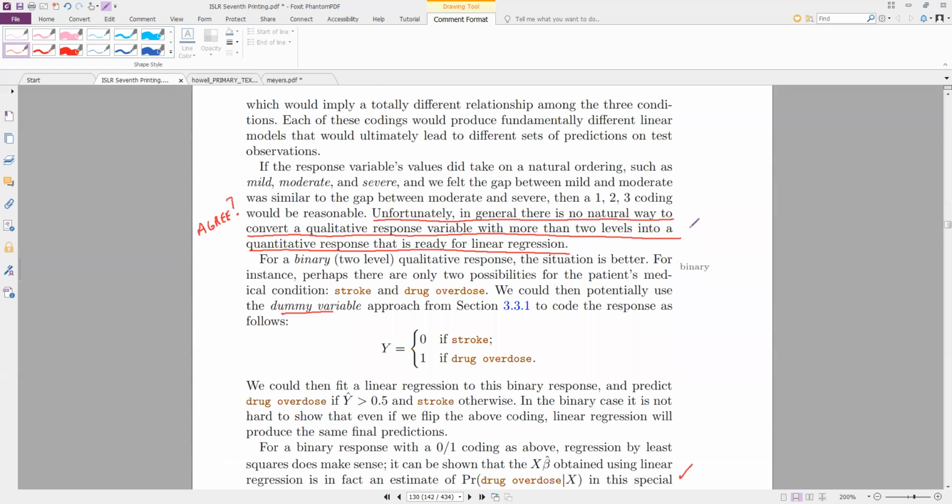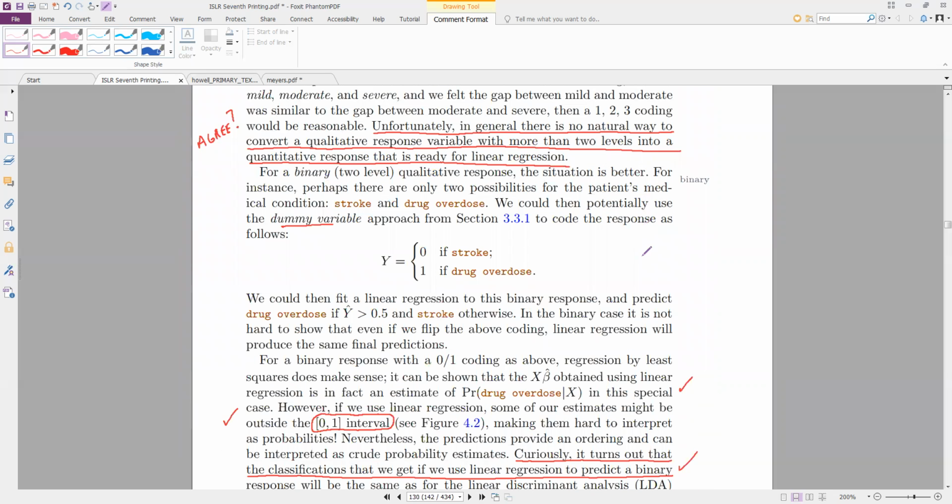They make a comment here. They say, unfortunately, there's no natural way to convert a qualitative response, the categorical values, with more than 2 levels into a quantitative response that's ready for linear regression. Well, I kind of just disagreed with that, right? Because in research, researchers do that all the time. And they say, well, we're going to transform it into a different variable. So I don't fully agree with that, and just be aware that sometimes you may want to do that.